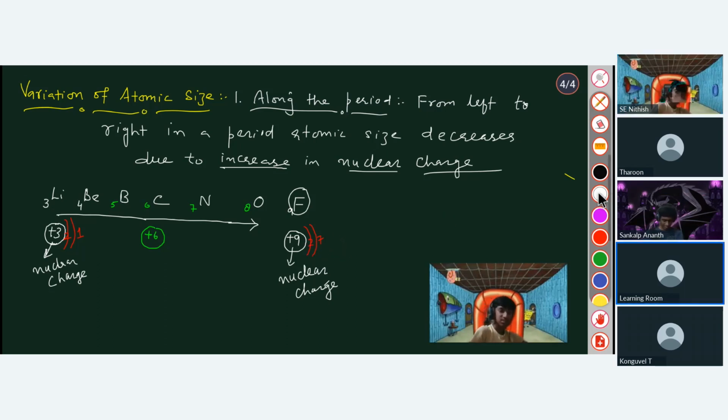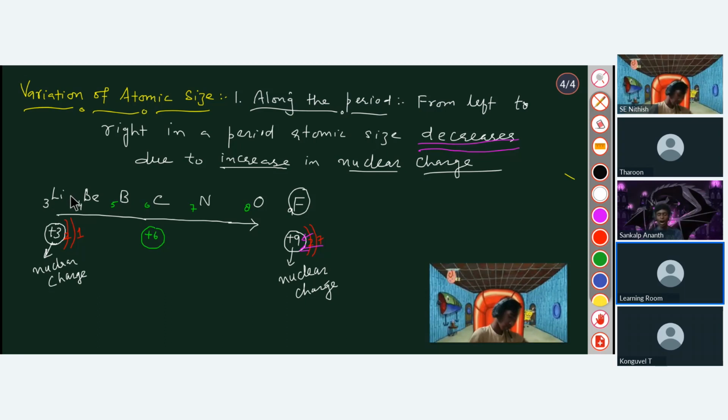Now what will happen because of this? Nuclear charge when it increases, atomic size decreases. Exactly, because it will now pull all these electrons very close towards itself. So there will be contraction in the size. So that's why atomic size decreases. So got it now? Yes, sir. You have to remember that when you move from left to right in any period, atomic size will decrease.